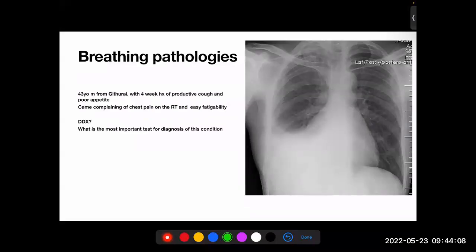Another one. A 43-year-old man from Gidurai with a 4-week history of productive cough and poor appetite came complaining of chest pain on the right with easy fatigability. What is your differential diagnosis? So let's go through again. This is the trachea with the bronchi, which I think looks normal. Then look at the lungs on this side. I think by and large it looks normal. What about on this side? What is the trouble here?